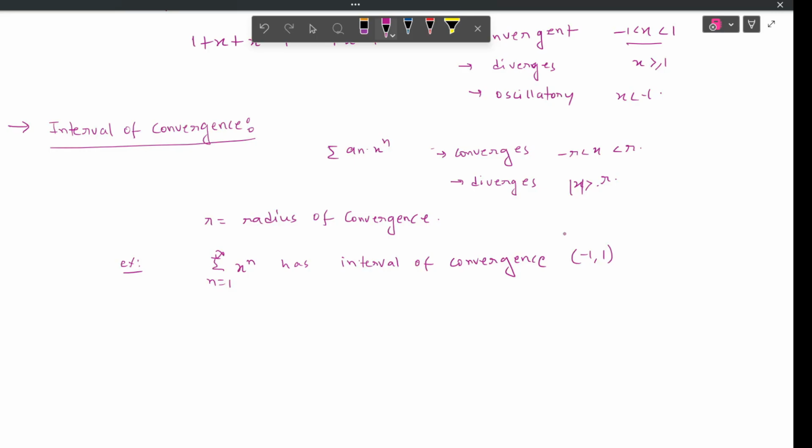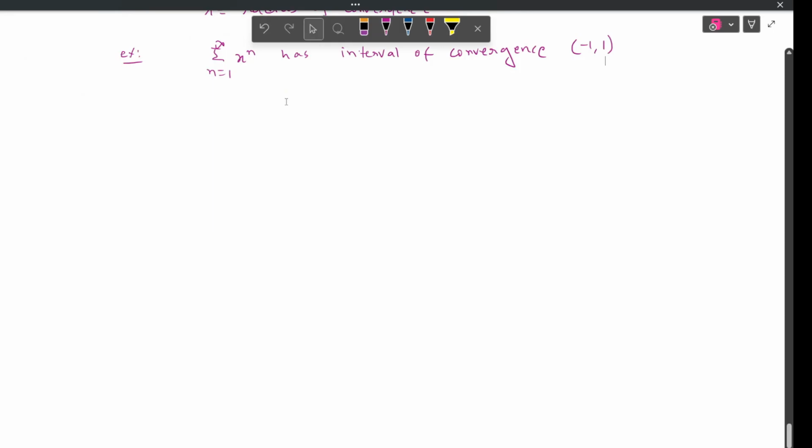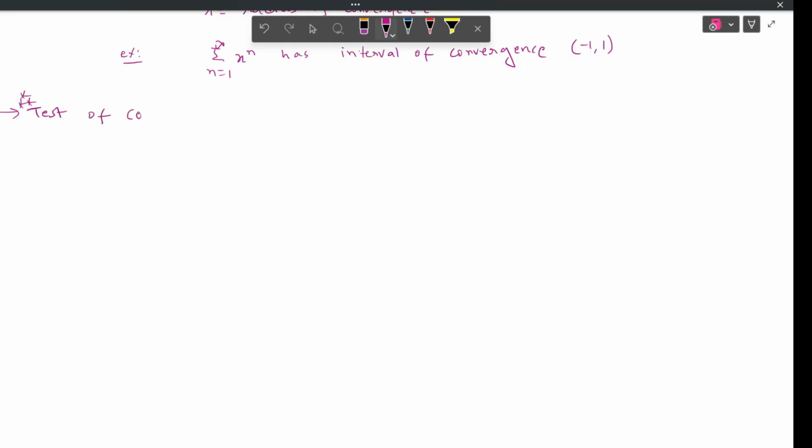Now let us move forward. That is test of convergence of series of non-negative terms. This is important section. Please be careful. Test of convergence of series of non-negative terms.